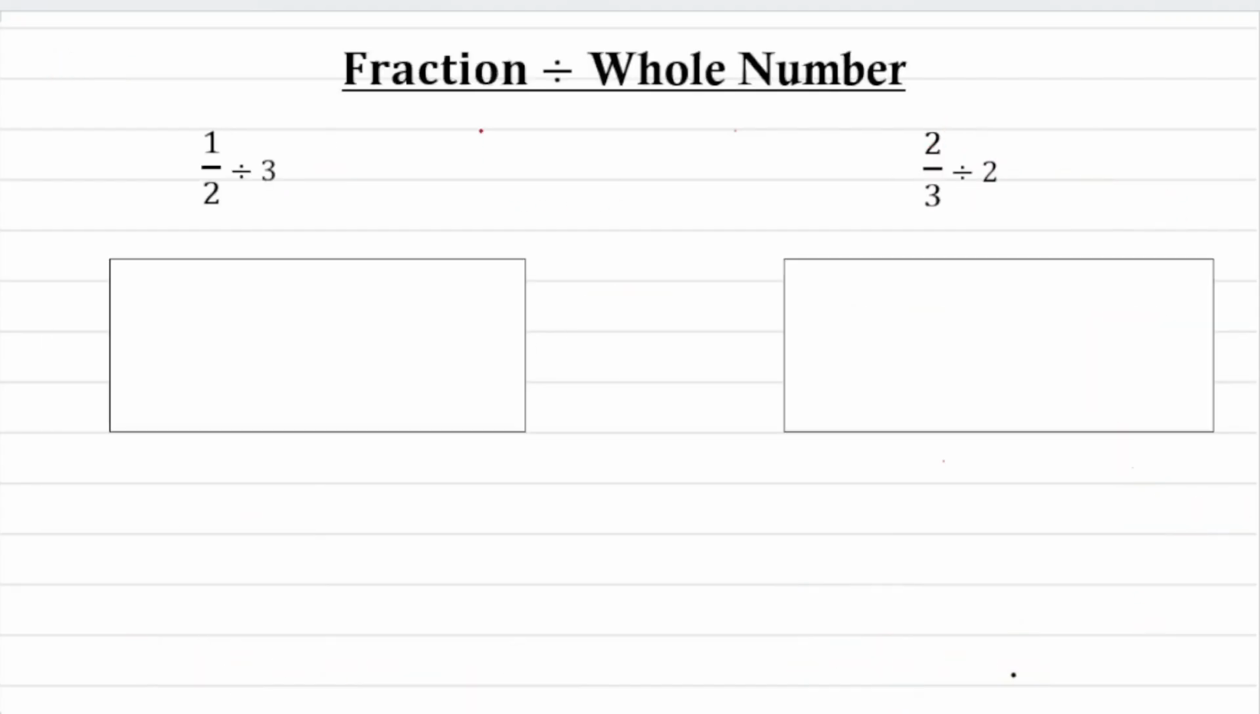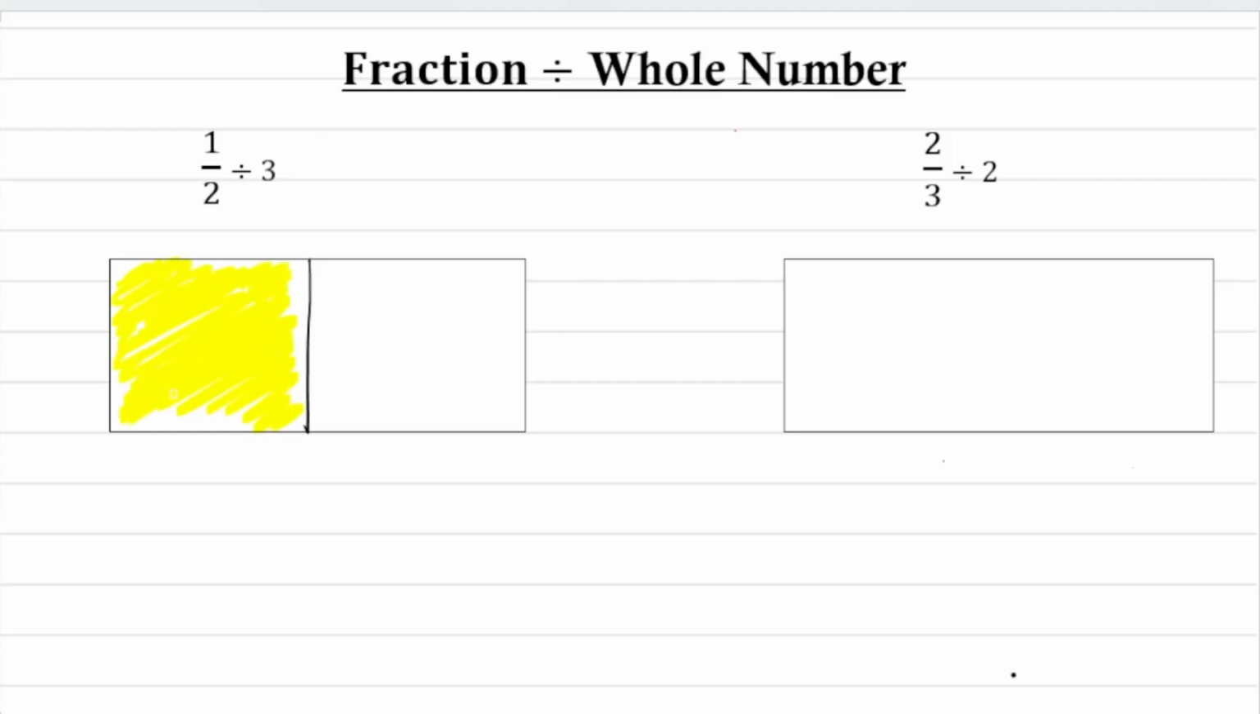My next category of question is when I am dividing a fraction by a whole number, the opposite of what we just did. So it's 1 half divided by 3. So this is one whole. Let's divide it into halves and shade it. This is 1 half. Now I want to divide this shaded 1 half piece into 3 equal parts.